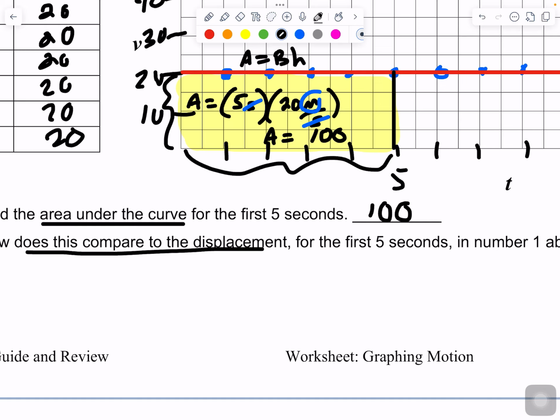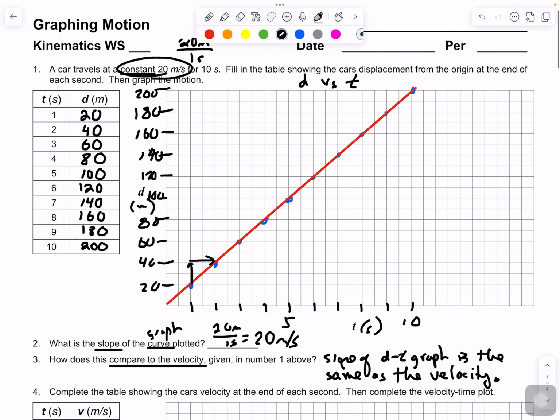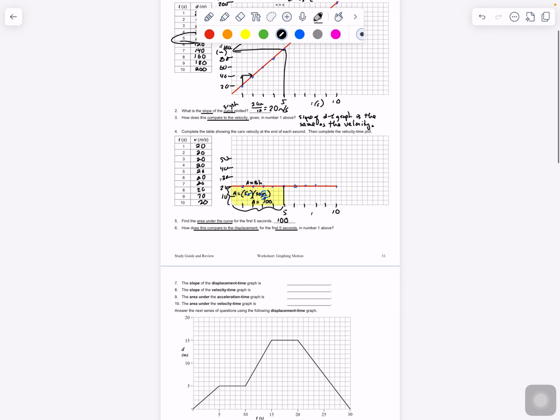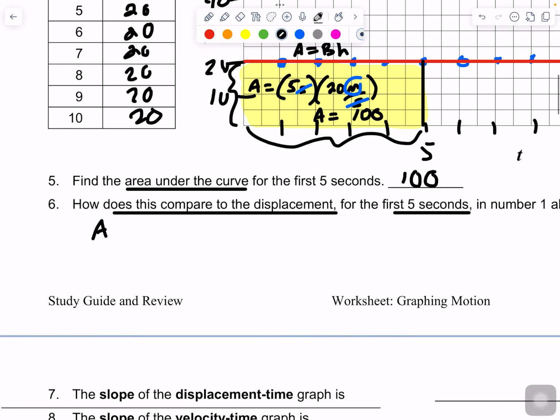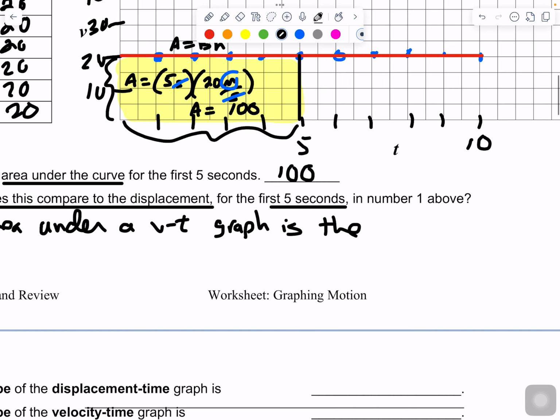How does this compare with the displacement for the first 5 seconds? You can see it's exactly the same. So the area under a velocity versus time graph is the displacement.